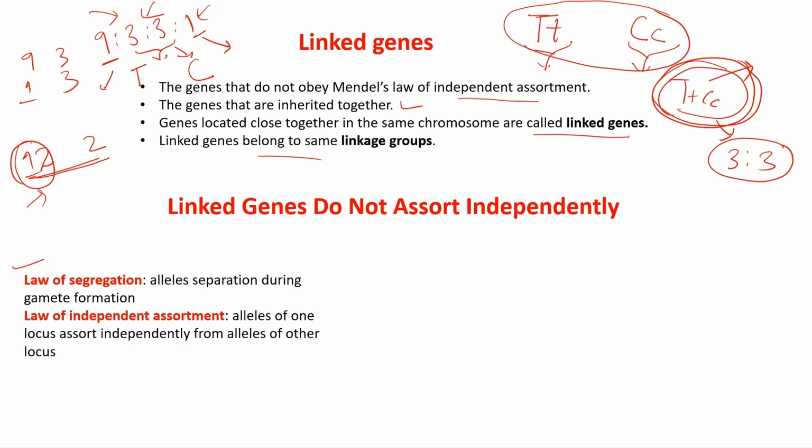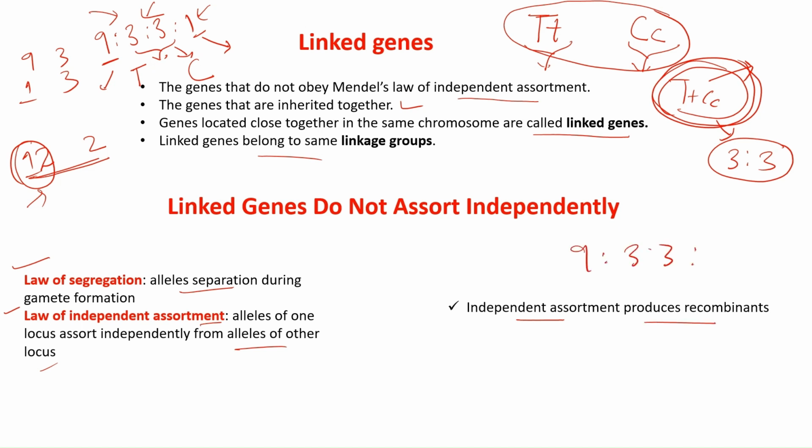What do we know about the law of segregation and independent assortment? Law of segregation means allele separation during gamete formation. Independent assortment means alleles of one locus assort independently from the alleles of another locus, which we learned just now, and also in our earlier videos on the law of segregation and independent assortment. Independent assortment produces recombinants. In this 9 is to 3 is to 3 is to 1, the 3 is to 3 is for recombinants.